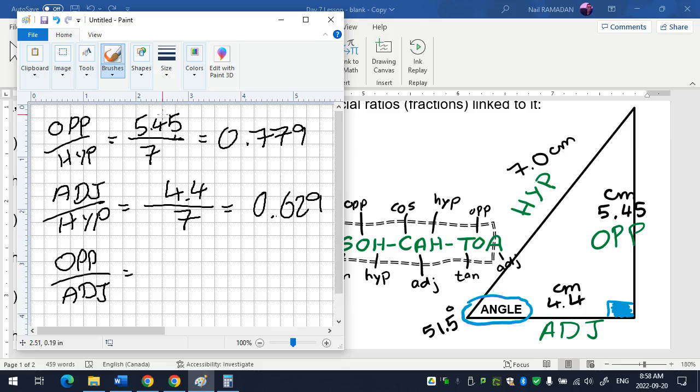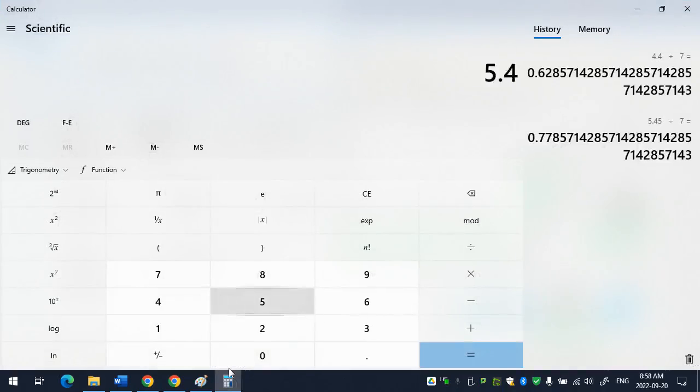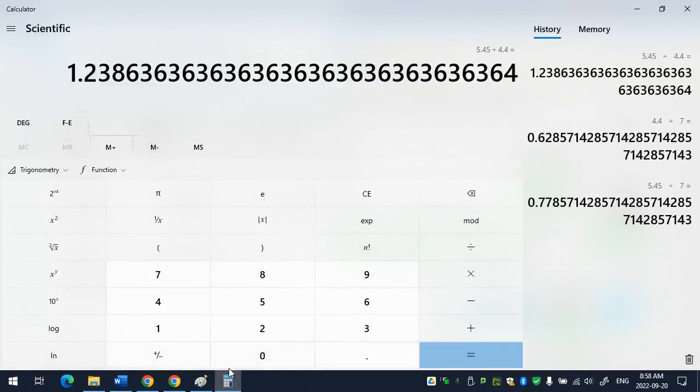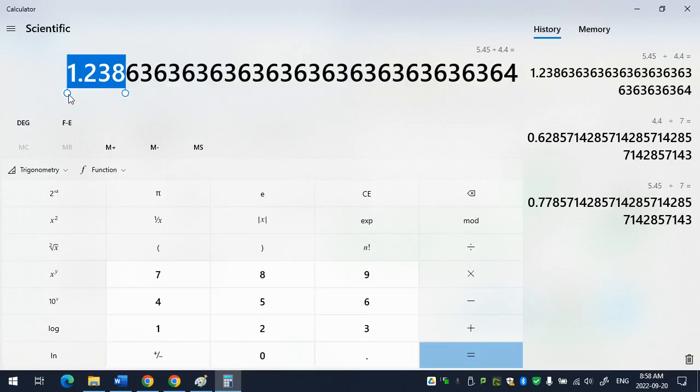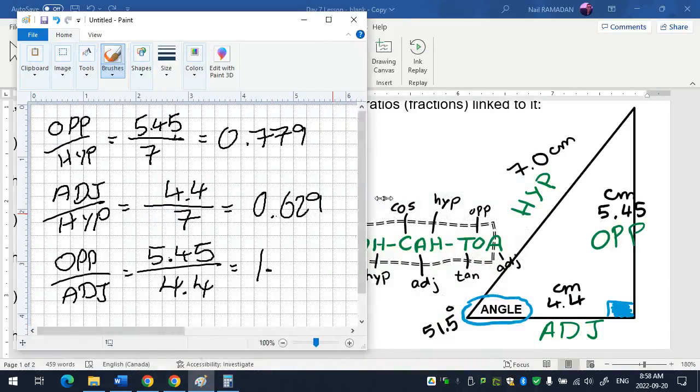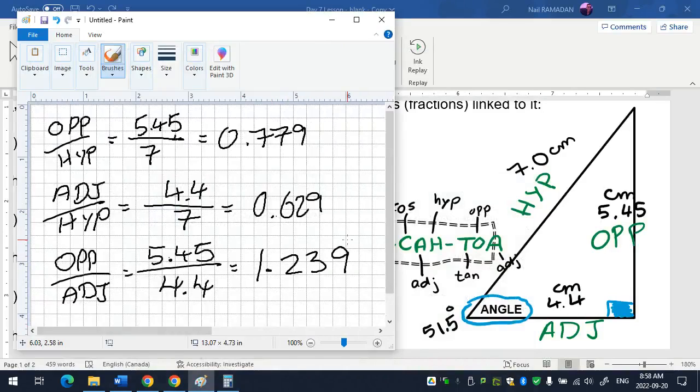Finally, my opposite over adjacent. Opposite from here is 5.45, and this one is 4.4. I know this has got to be 1 point something. So 5.45 divided by 4.4. Again, cut it at 3. 1.239, because the 6 bumps up. 1.239. Are we good so far?